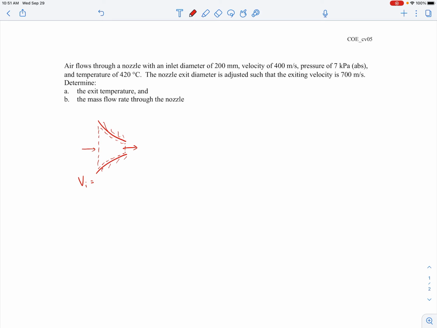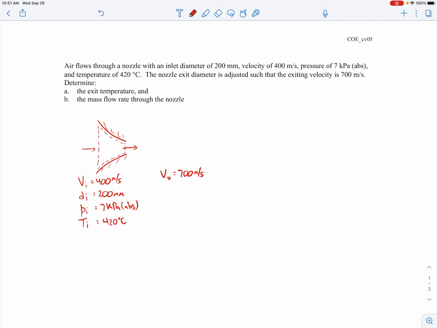So we know the inlet velocity is 400 meters per second. The inlet diameter is 200 millimeters. The inlet pressure is 7 kilopascals absolute. The inlet temperature is 420 degrees C. Let's write that out properly. And then the outlet velocity, we're told, is 700 meters per second.